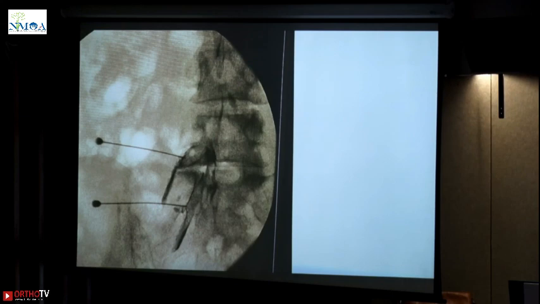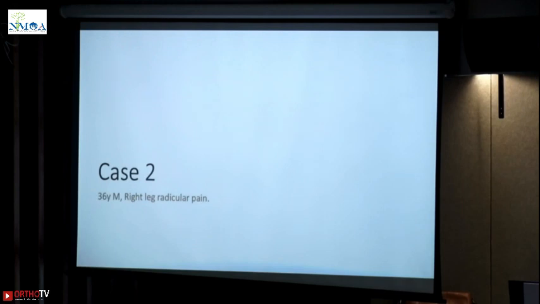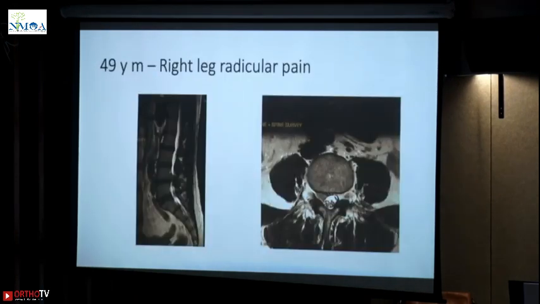You can see the epidural spread of this drug over here, and after a negative injection, I inject 0.5% bupivacaine, which is mixed with methylprednisolone acetate without preservative, 40 milligram per ml, and I inject 1.5 ml to 2 ml at each site.